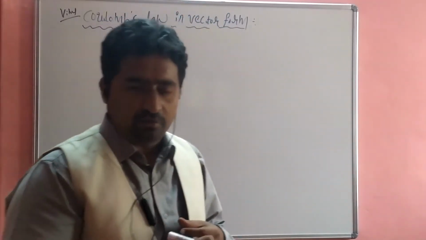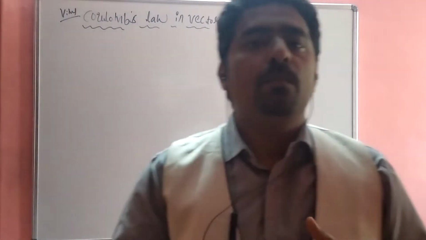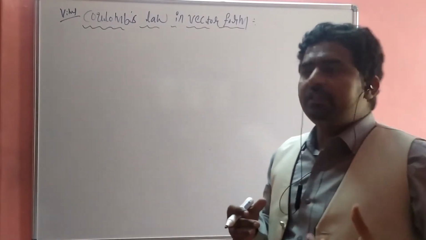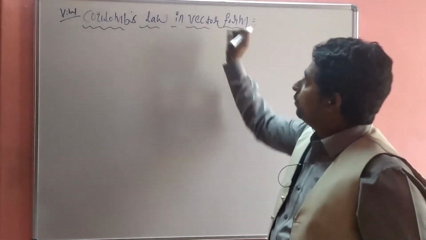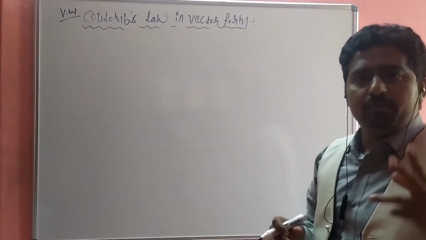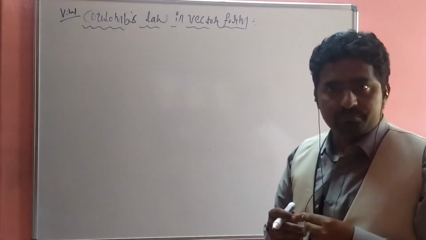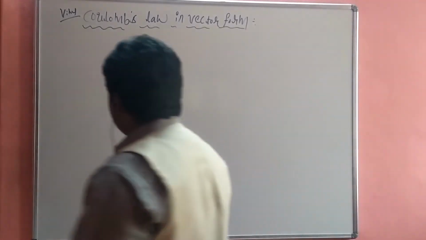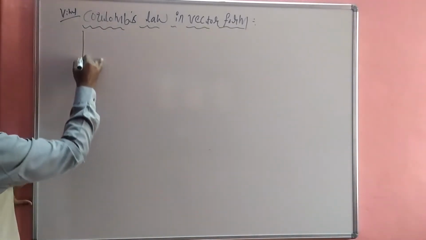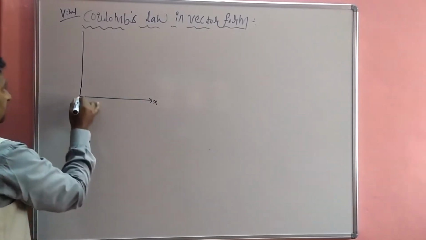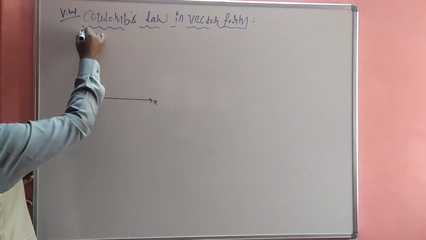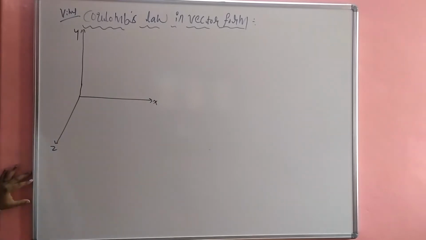Coulomb's law in vector form. This is of more importance. Why is Coulomb's law in vector form? Because you know very well that vector means magnitude and direction. So let's take the two charges in the three axes. This is the x axis, y axis and z axis. Let's consider the two position vectors, which are most important.